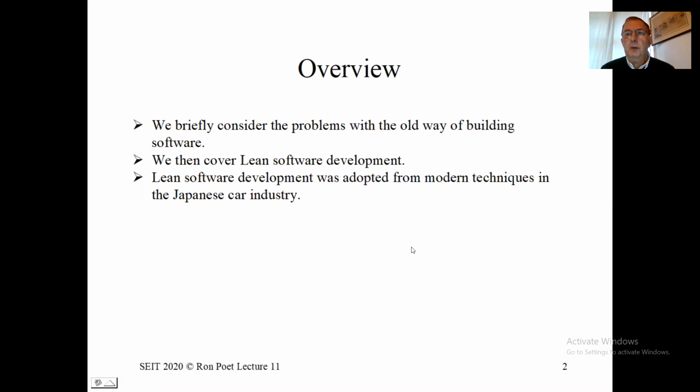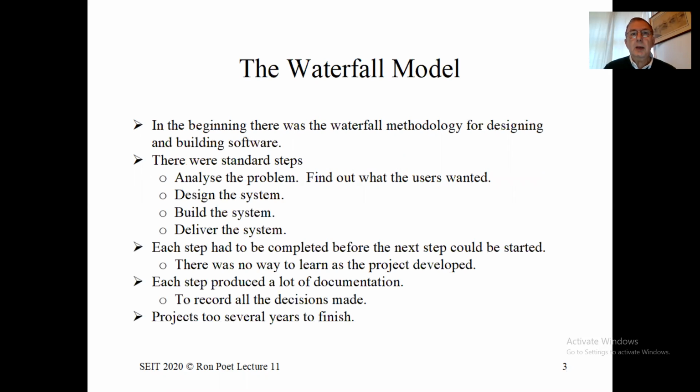So first of all, why did something new arise? The agile approach. We'll have a look at the problems with the old way of building software, and we'll look at lean software development. So the old way of doing things was called the waterfall model.